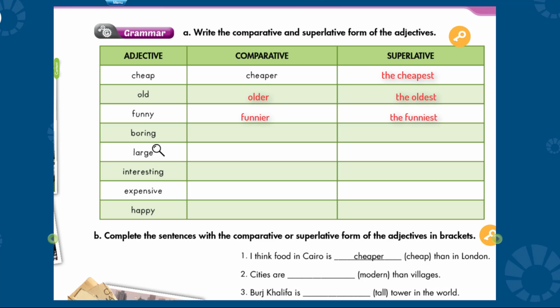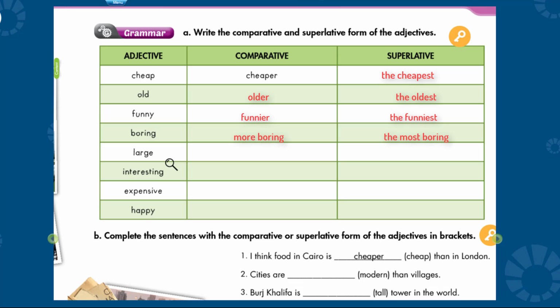Right? Boring is long adjective, had 2 syllables. So in comparative adjective we add more. In superlative adjective we add the most. Right? So here more boring, and here the most boring. Boring là tính từ dài, right? Tính từ có 2 âm tiết, như vậy ở so sánh hơn chúng ta sẽ thêm more. Ở so sánh nhất chúng ta sẽ thêm the most trước tính từ. Very good. And the next one we have large.